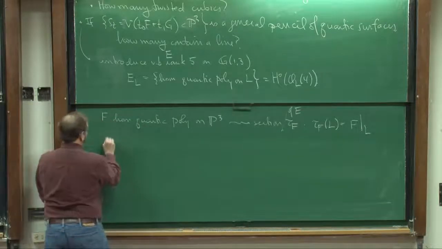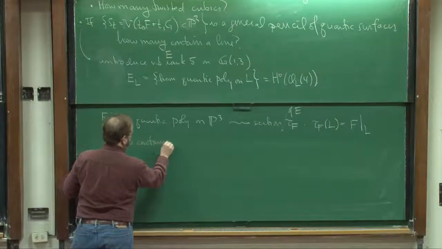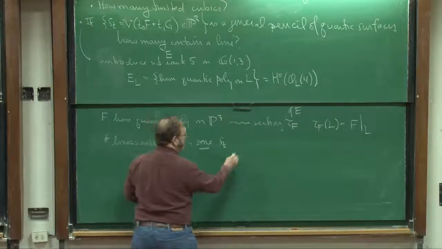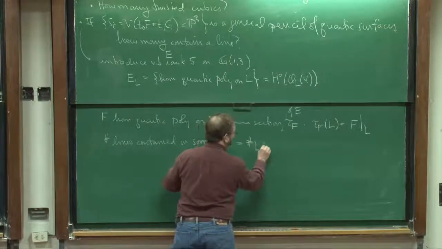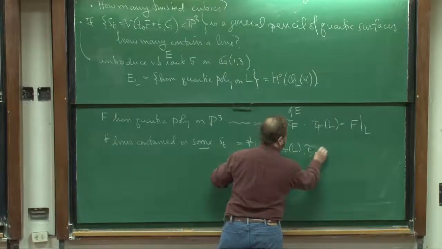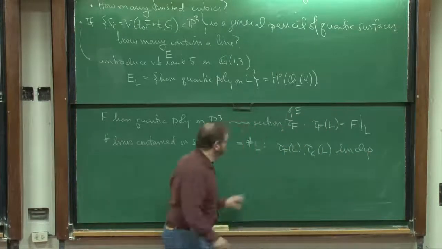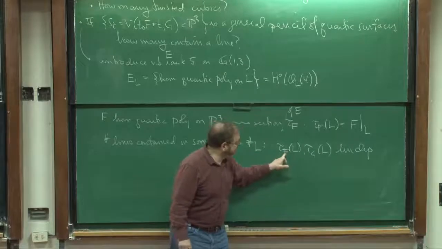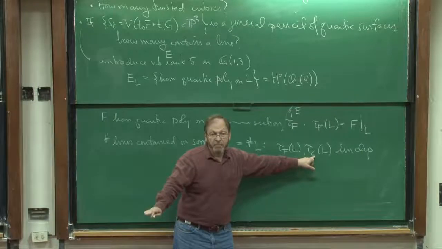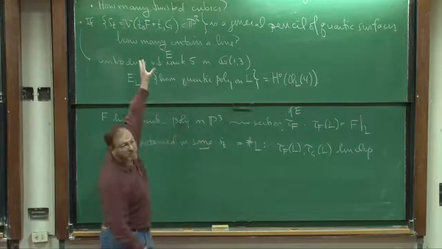And the answer is, again, using the notation from that problem, the number of lines contained in some member of the pencil is just the number of points L such that tau F of L and tau G of L are linearly dependent. You see, if these 2 restrictions are linearly dependent, that means some linear combination of F and G vanishes identically on the line, and the line correspondingly lies in the corresponding member of the pencil.